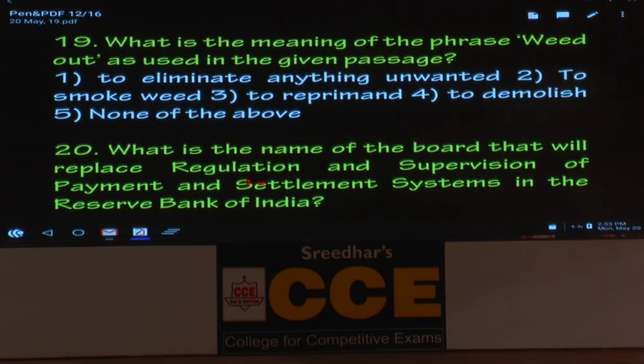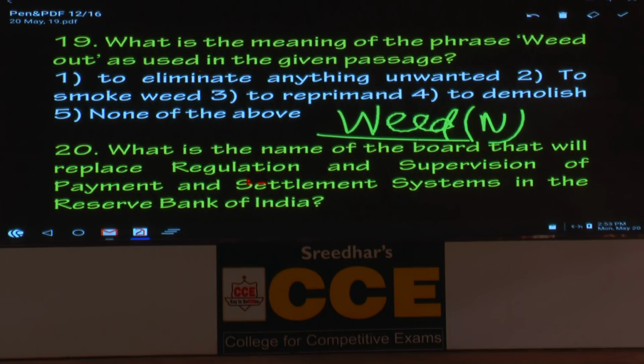What is the meaning of the phrase weed out? What is the meaning of the word weed? Unwanted plant in a garden. But what part of speech is it? Noun. Here what part of speech is it? A verb. It's a phrasal verb. Though the noun form has a negative meaning, the verb form has a positive meaning.